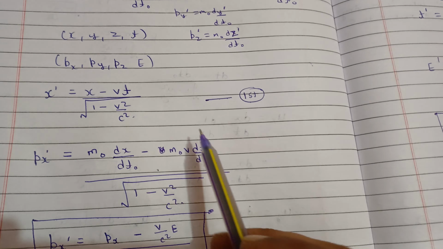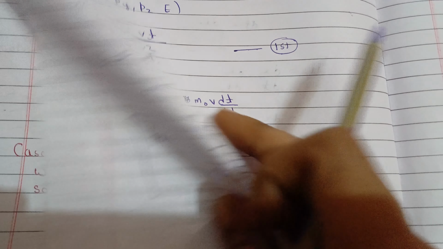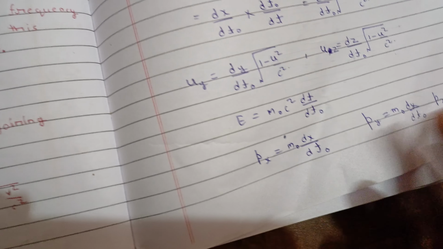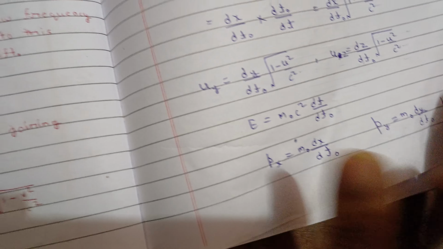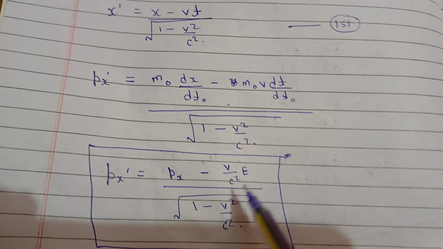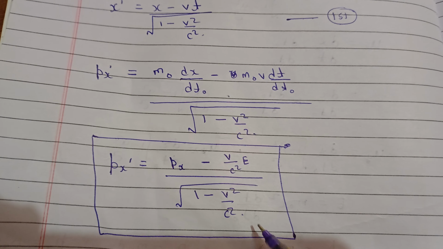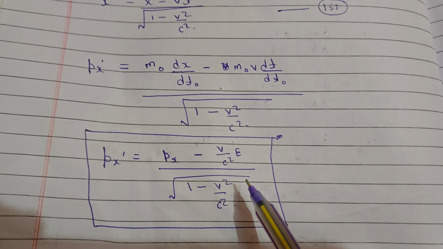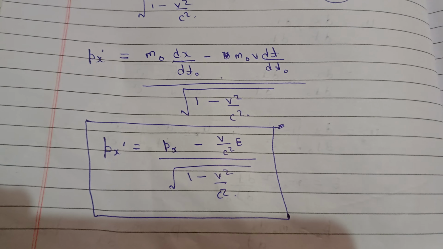From here, what we just calculated, m naught dx by dt naught, that was px. So we'll put it here and minus this. We just calculated, from here energy: m naught c square dt by dt naught will be E. So put it here, and you will get this formula, px minus v by c square E, divided by root 1 minus v square by c square. So px prime will be this, our first Lorentz transformation equation for momentum and energy, as we have for the x, y, z and t.